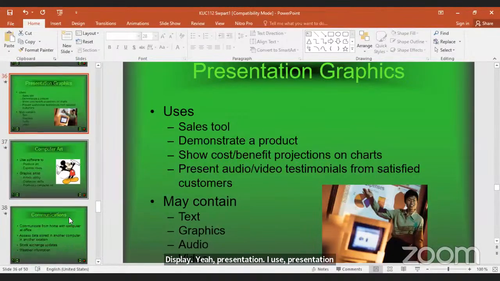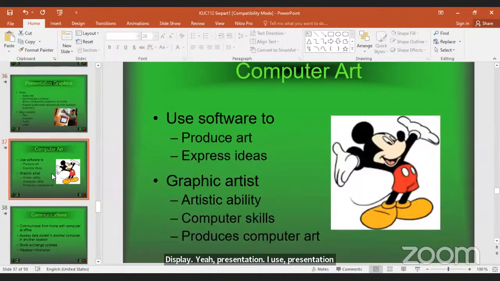So we have some application software that you can use to create cartoons or art. If you want to draw, express ideas, create a cartoon, or create an animation, yeah, we have software that is used for that specific purpose.